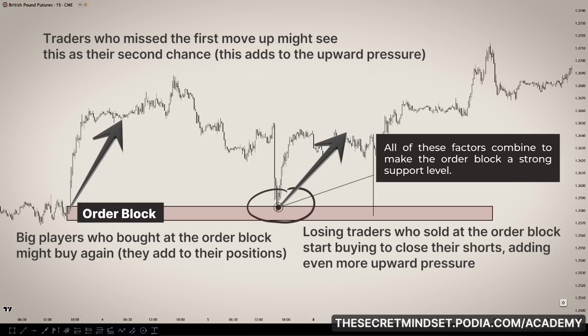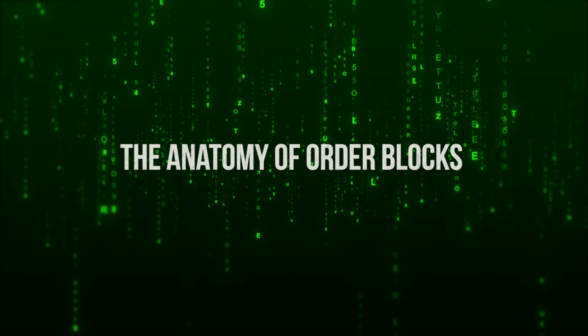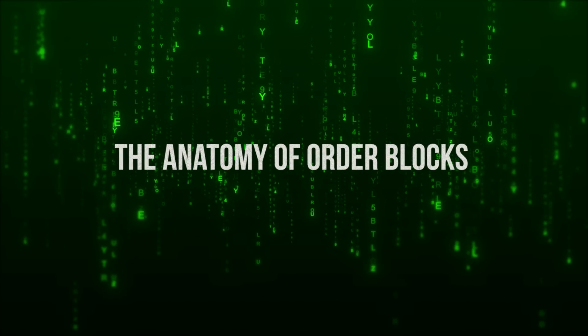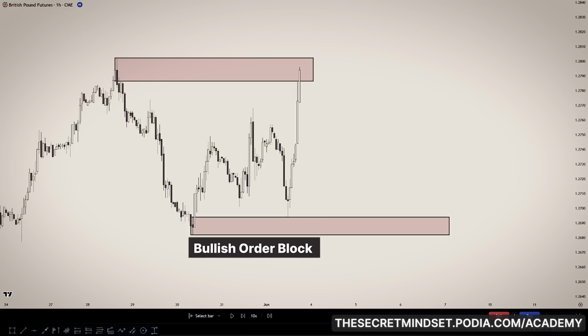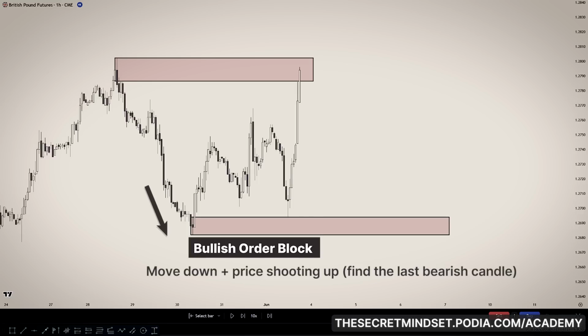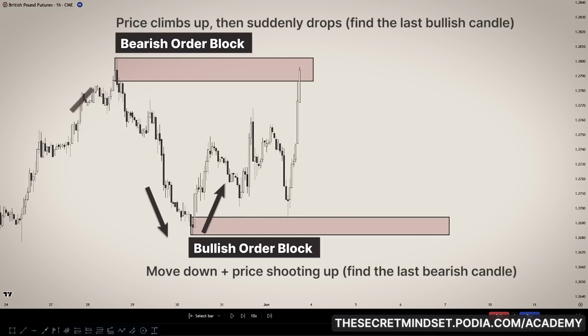making it even more likely to work again in the future. Now let's break down the anatomy of an order block. We are looking for a specific shape here. For a bullish order block, we want to see a move down, then price shooting up. For a bearish order block, price climbs up, then suddenly drops.